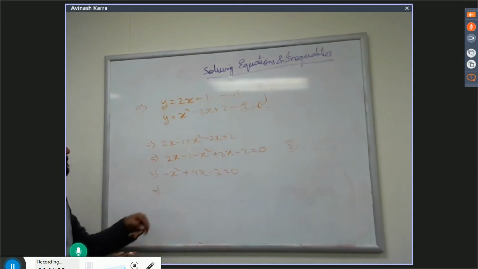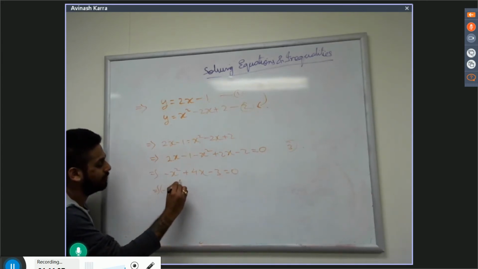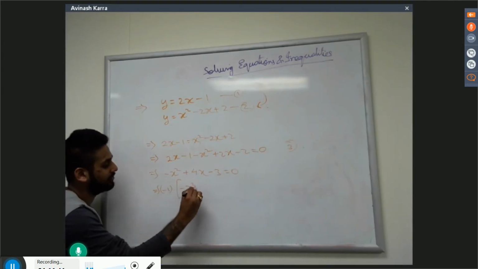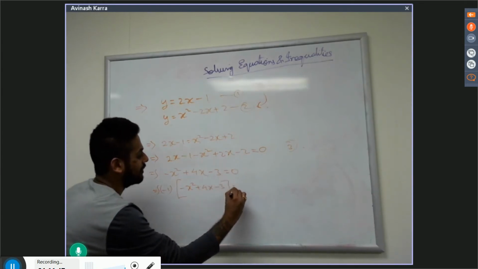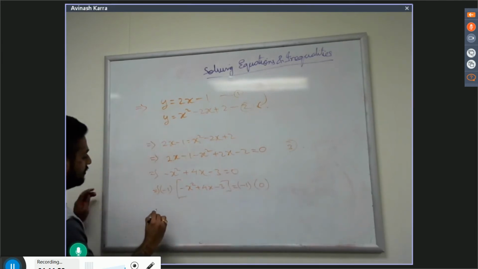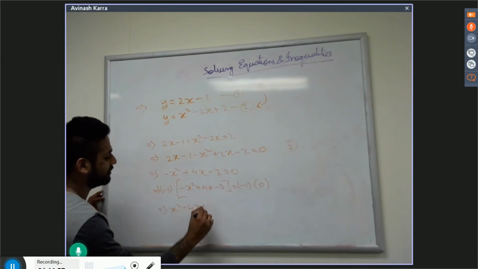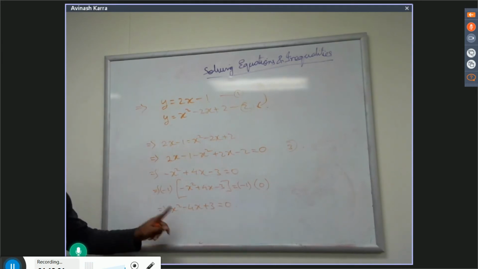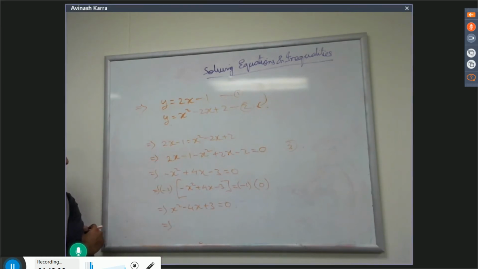So when I multiply negative 1 on both sides, minus x squared plus 4x minus 3 equal to minus 1 into 0. What does it become? x squared minus 4x plus 3 is equal to 0. Can you solve this equation and find the value of x? Like factor it?